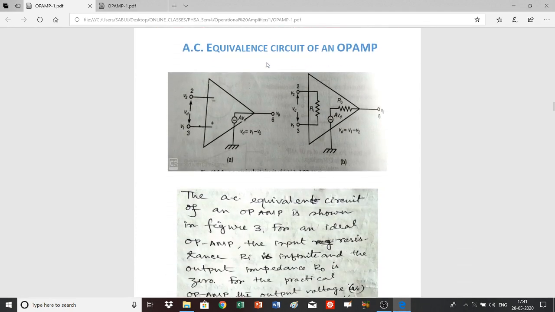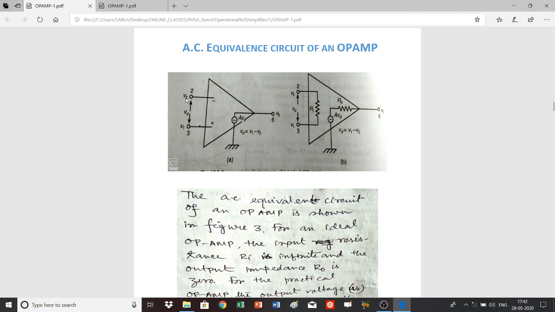And now come to the AC equivalent circuit of an op-amp. Here the first figure is the standard circuit symbol of the op-amp, and this figure is the AC equivalent of this op-amp. And you know that the input voltages are applied to terminals 2 and 3. Number 2 is the inverting input terminal, and that's why a negative sign is given here, and number 3 is the non-inverting input terminal, and that's why a positive sign is given here, and the output is V0.